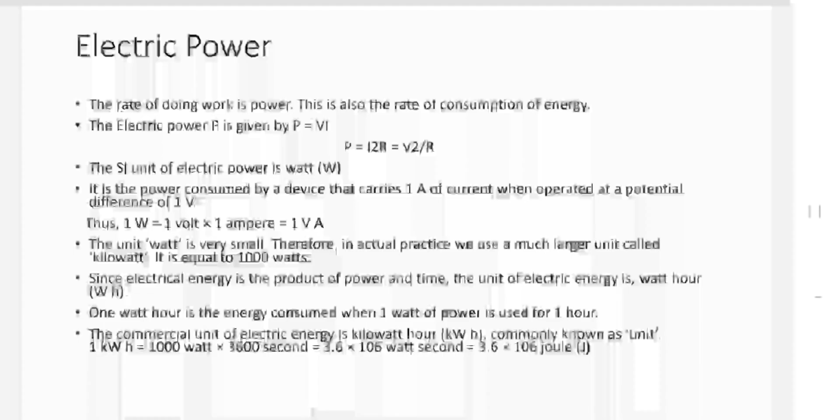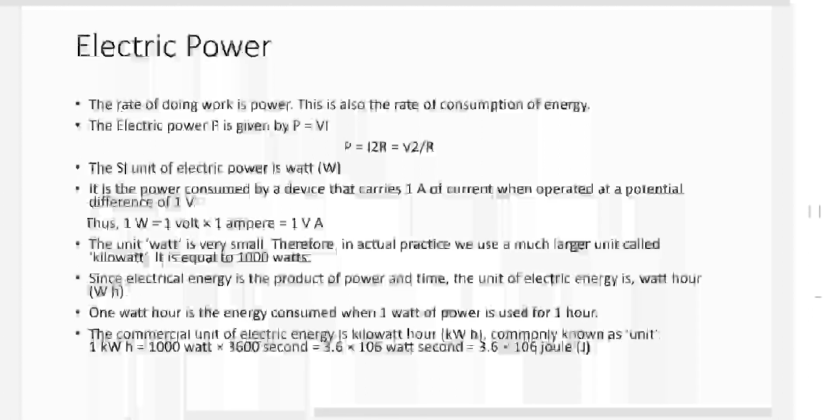Now, the next topic is electric power. The rate of doing work is power. Rate of consumption of energy, this we can also define as power. So, power P equals V into I. Using Ohm's law, if we replace V by IR, the equation can be rewritten in terms of I square R. And if we replace I equals V by R, the power equation can be rewritten as V square by R.